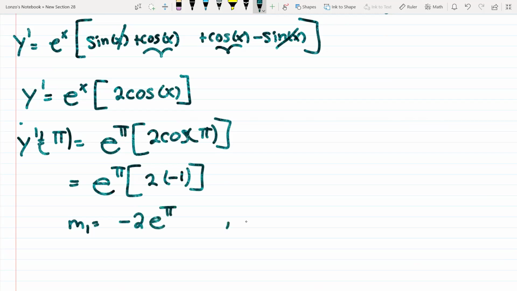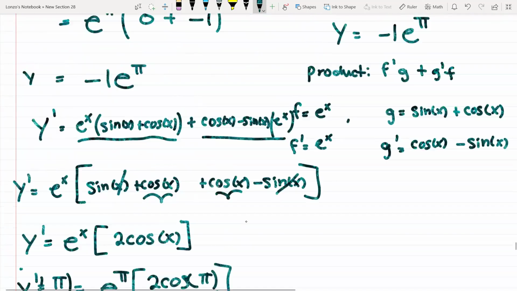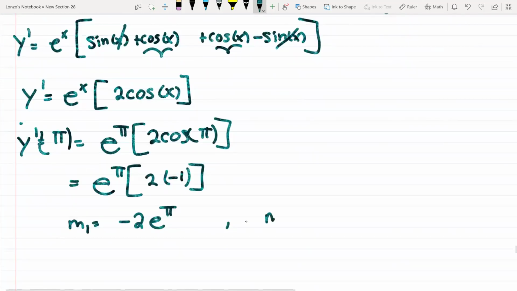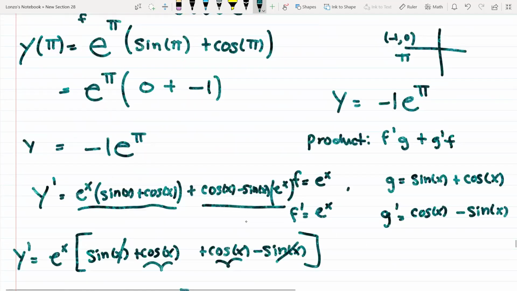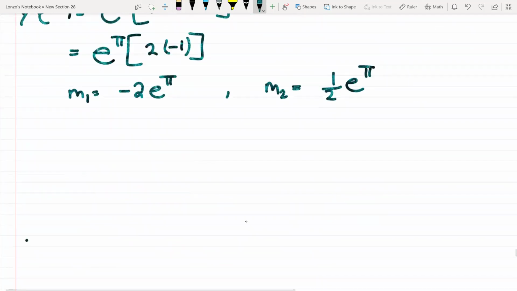Okay, what should my m2 be? Because we need the normal, right? So m2 is just the negative reciprocal of m1. So that would be positive 1/2 e to the pi. Okay, so let's first find my tangent. So we'll apply the point slope form.